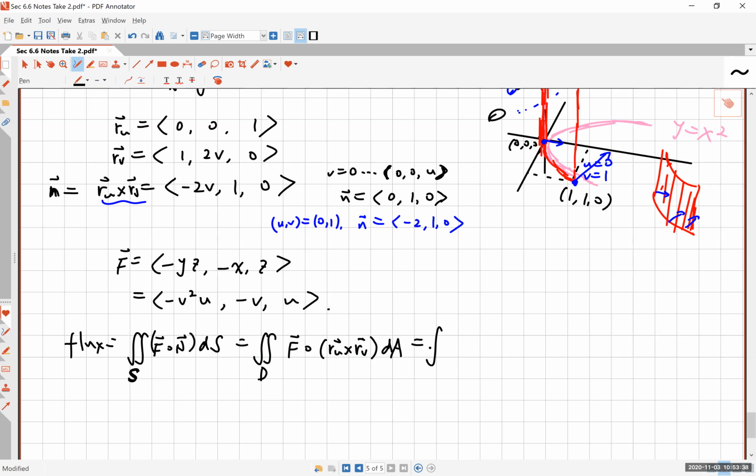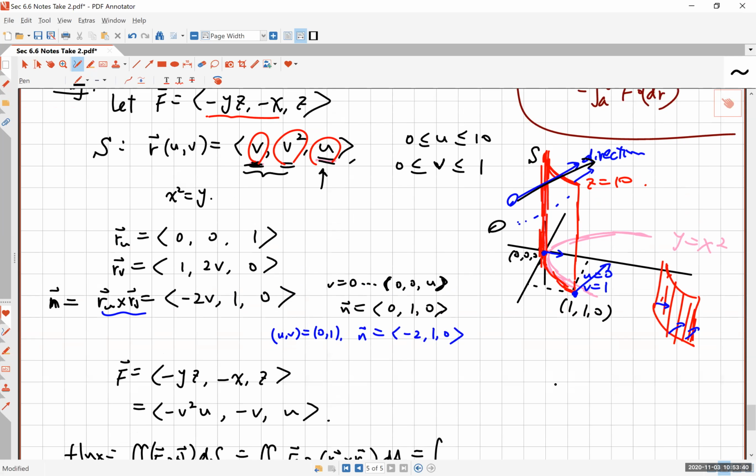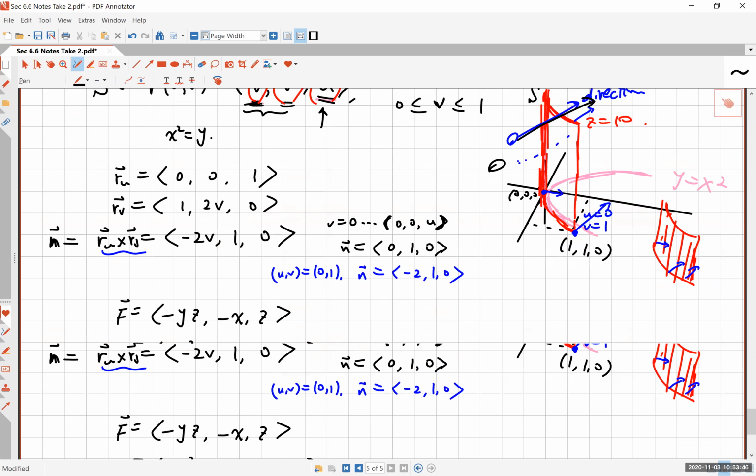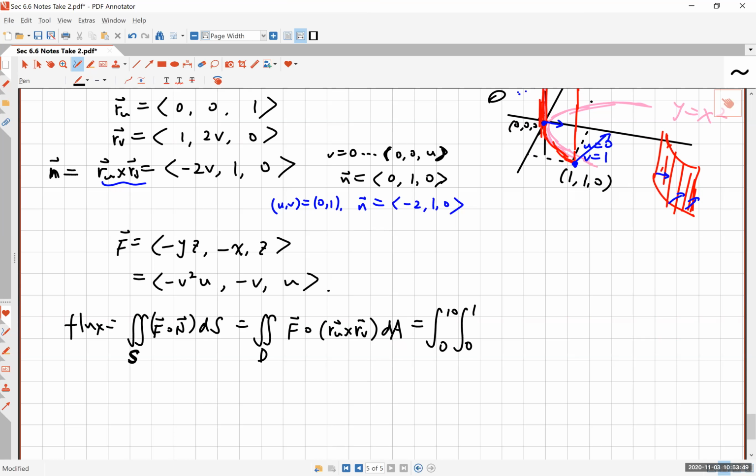Let's say my u goes from 0 to 10, my v goes from 0 to 1, right? And now I have to take the dot product. Let's see, negative u, negative v squared here. Let me go ahead and write this backwards. So it's negative u v squared, negative v u, dotted with negative 2v, 1, 0. And so this is my F dot r_u cross r_v, and then dv du.